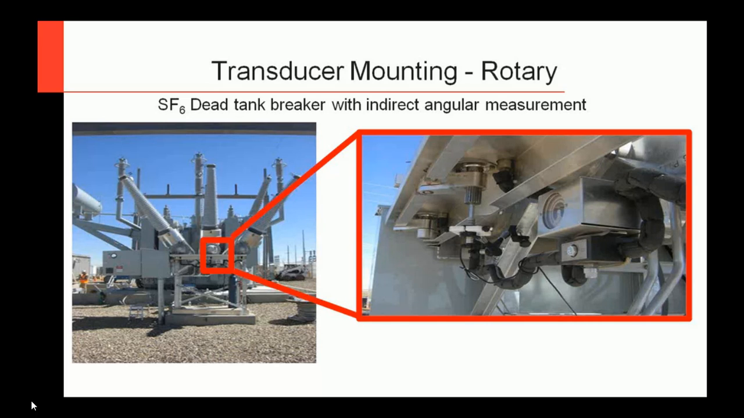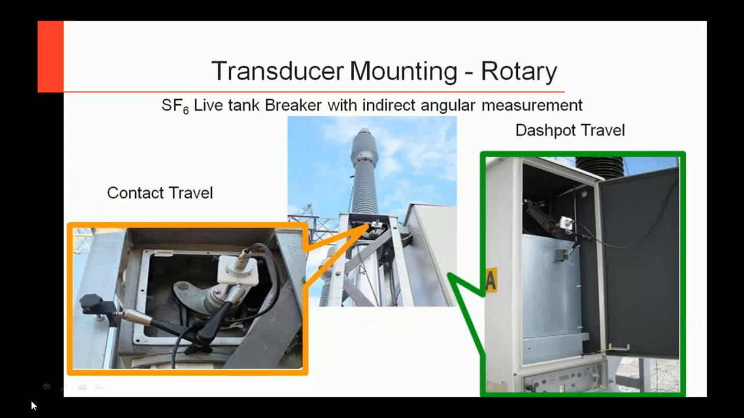Here's another one where, you'll notice on this circuit breaker, we have two different transducers per phase. We have one that's measuring contact travel, once again with a rotary transducer, and then this other one that's measuring the dashpot travel, or the dampening travel. This mechanism operates very fast, and it has this dashpot in there that has certain properties you need to measure and make sure it's operating correctly.